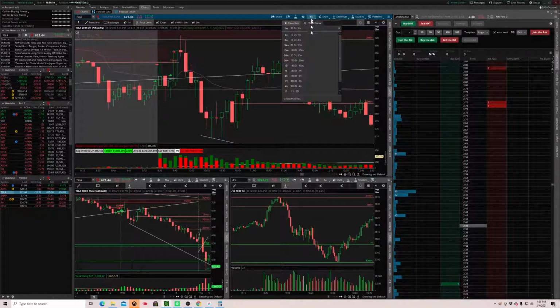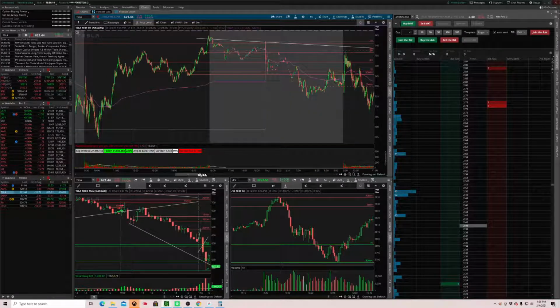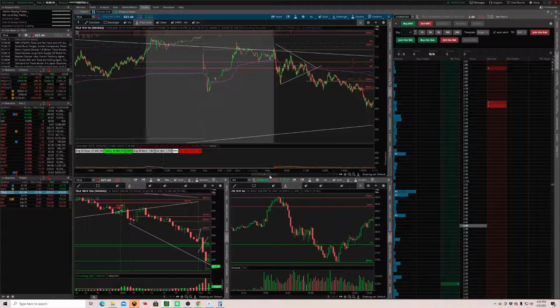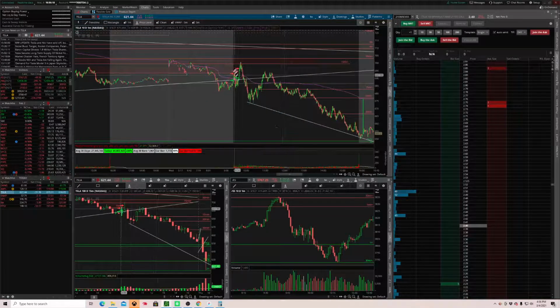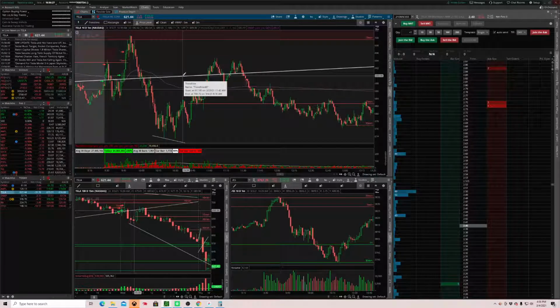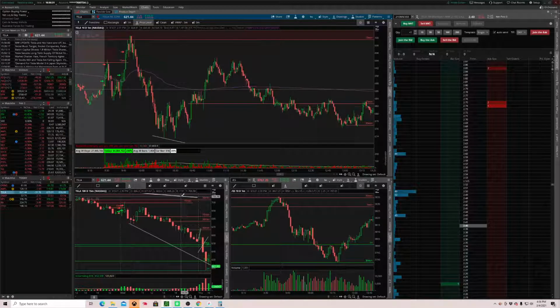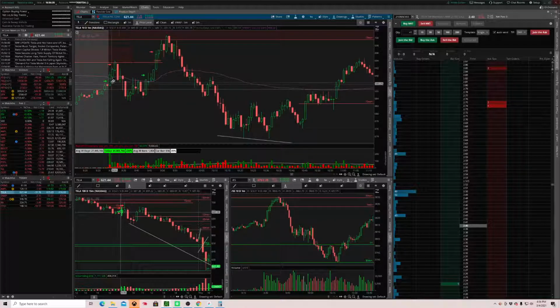Okay, so let's put this on the 1 minute because that's what I was trading that with. Here we go. And as you can see, remember I took this from the open. And I'm just going to take this wedge off. It's really not relevant anymore. Remove. Yeah, it's not relevant. Remove. So as you can see, we traded it from the open.